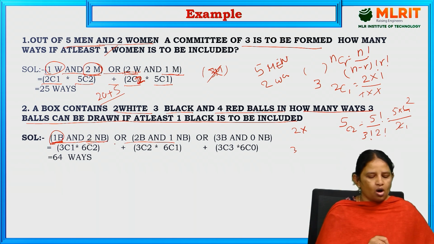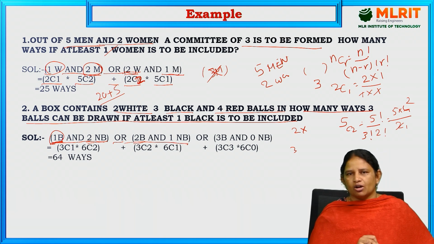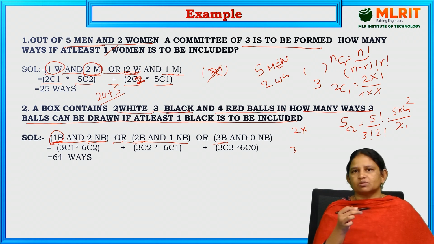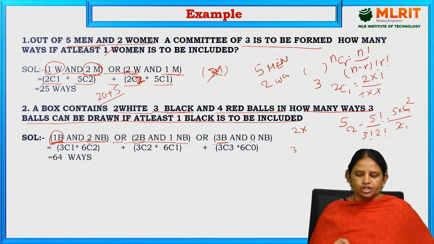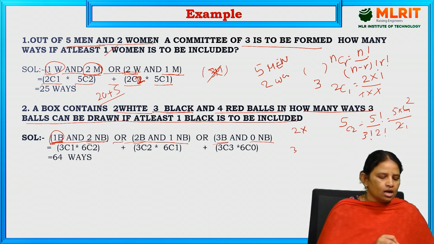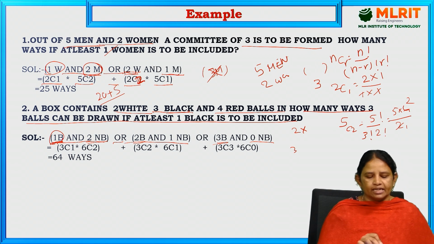Non-colored box. Or 2 black, 1 non-black. Or 3 black. So we can select a maximum of 3 black: 3 black and 0 non-black. There is a non-colored black. So, 1 black is selected in how many ways?